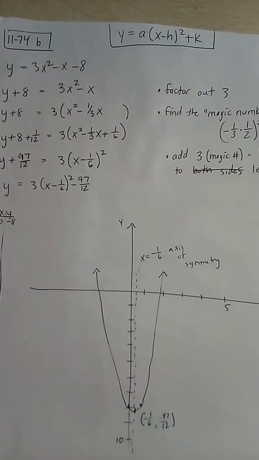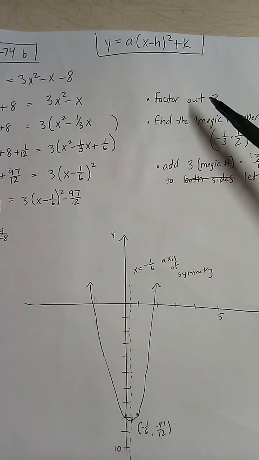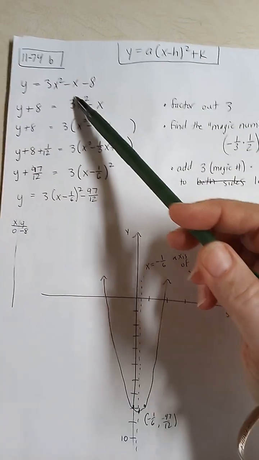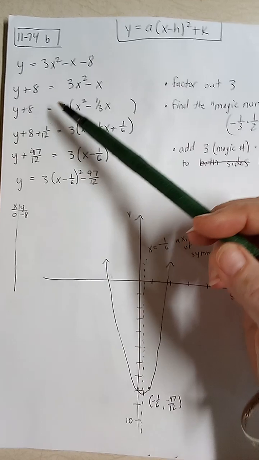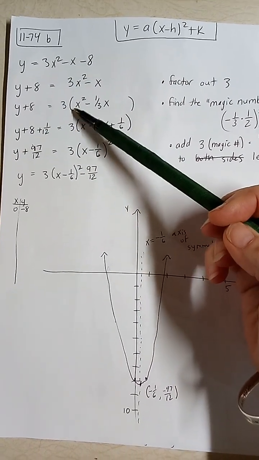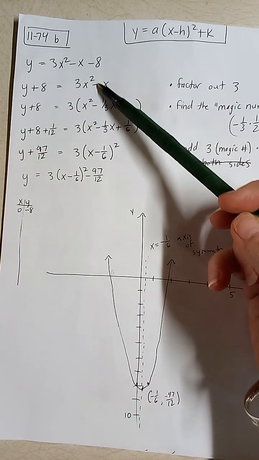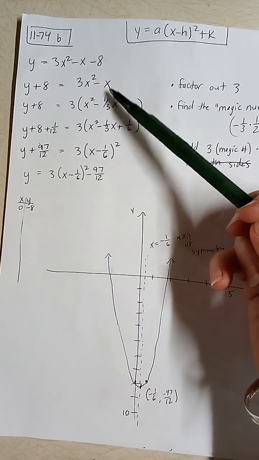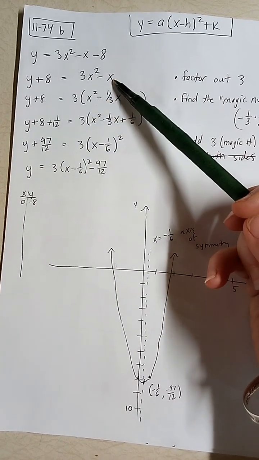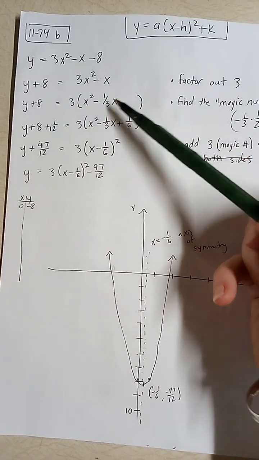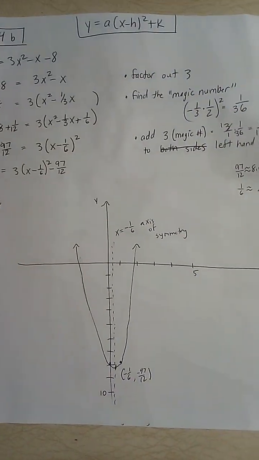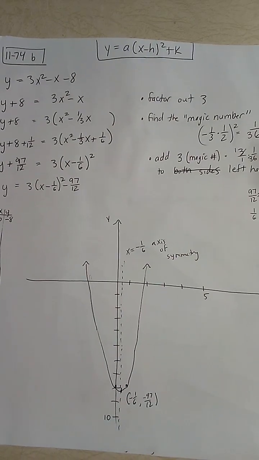11-74b. We have to do the same exact thing. This time I'm going to show you how to do it by factoring. So instead of dividing, I added 8 to both sides, and instead of dividing everything by 3, I factored out a 3. So I had to give the x term a coefficient of 1/3, because 3 times 1/3 gives me 1x. So when you do this, there are some advantages and disadvantages to it.